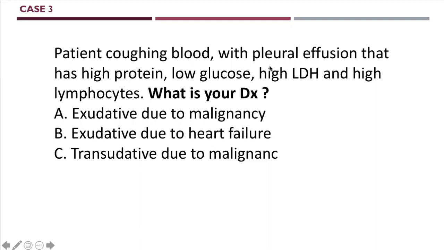Patient coughing blood with a pleural effusion that has high protein, low glucose, high LDH, and high lymphocytes. What's your diagnosis? Exudative due to malignancy, exudative due to heart failure, or transudative due to malignancy. So he has high protein, low glucose, high LDH, and high lymphocytes, all indicative of exudative, not transudative. And there is no exudative effusion in heart failure. So most likely due to malignancy.